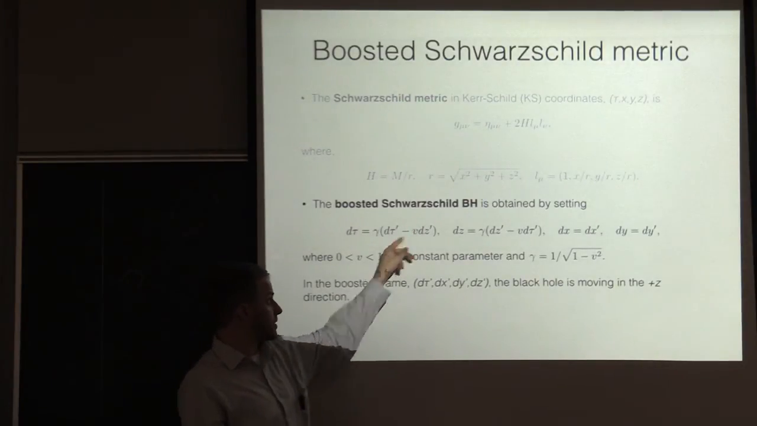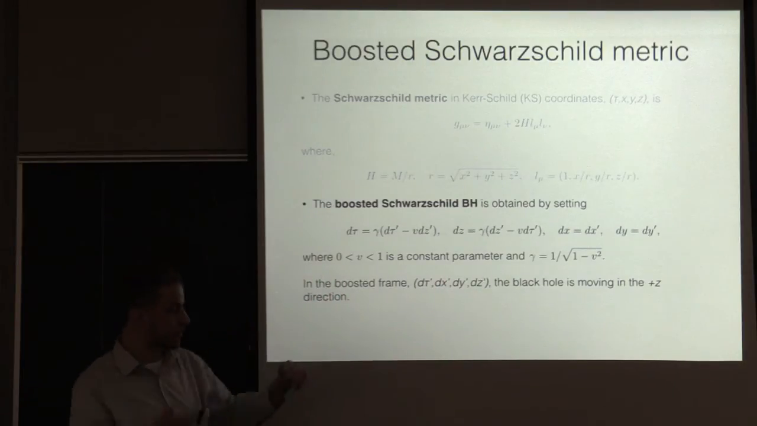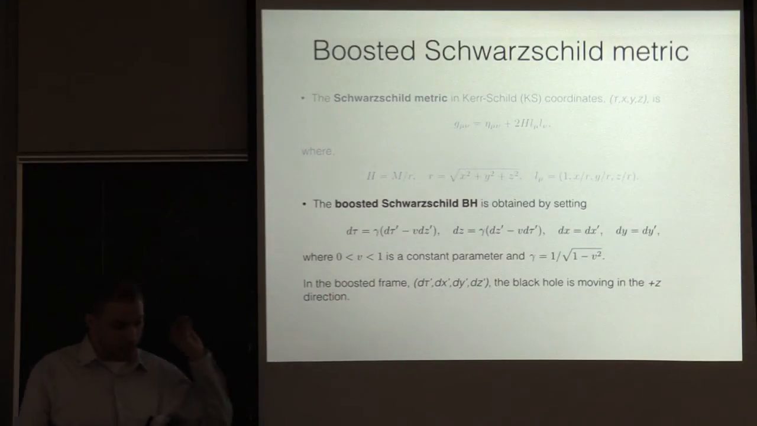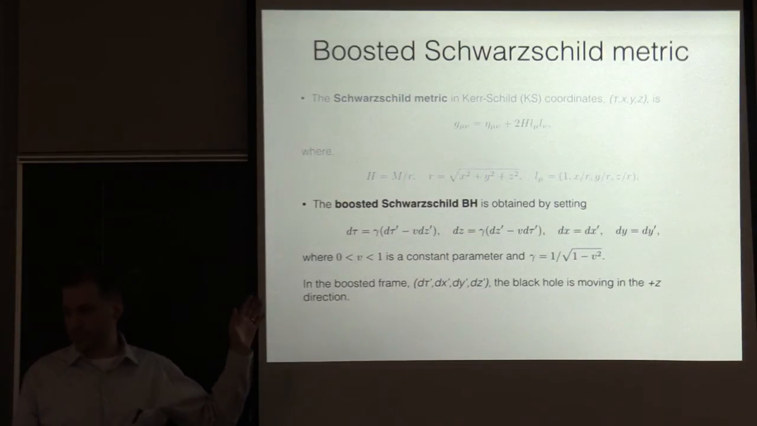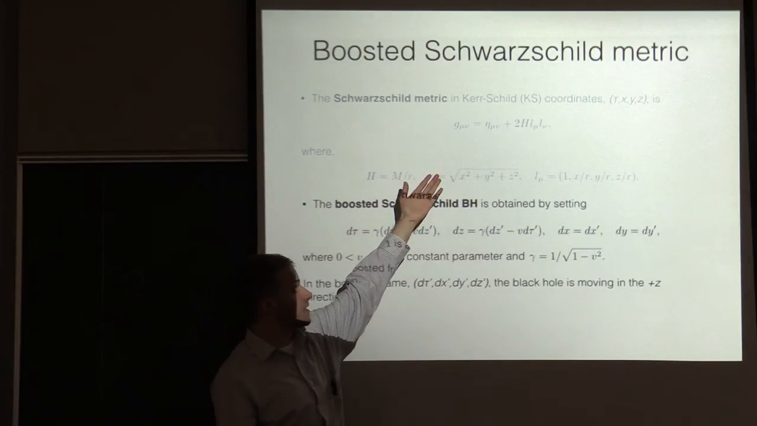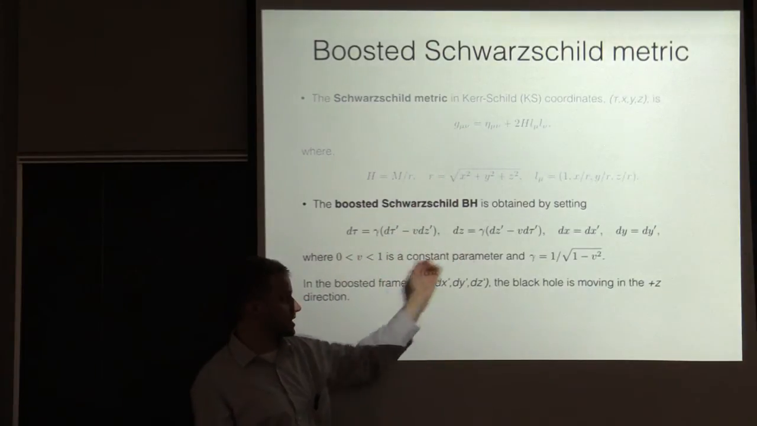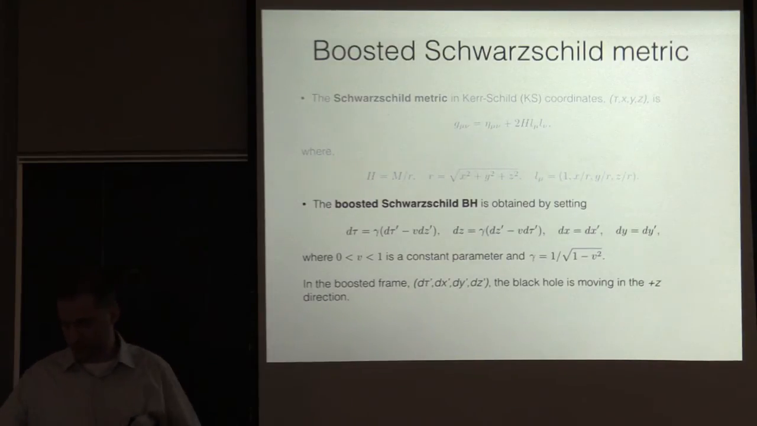So you've added this parameter v, which is related to the velocity of the black hole, and a parameter gamma, which is like a Lorentz factor. And it looks like a black hole moving along in the plus z direction. This is for Schwarzschild. It's really easy to do this for Kerr as well. Kerr, you can write down in Kerr-Schild, and then there's a simple coordinate transformation that gives you a moving spinning Kerr black hole. But let's just stick to this case for now.